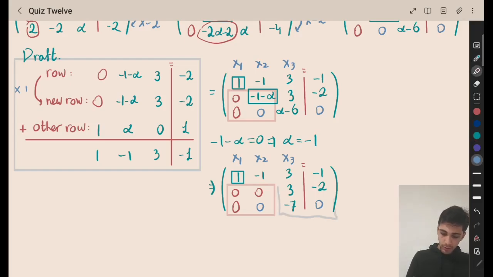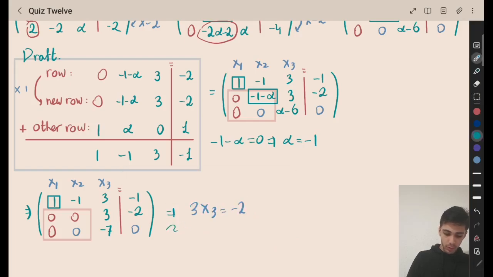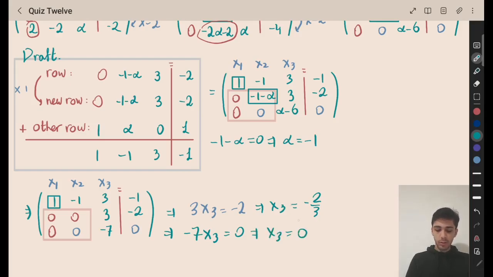Let us read off the last two equations. If we read them off, we will get 0x1 plus 0x2 plus 3x3 is equal to minus 2 on one hand. On the other hand, you will get that minus 7x3 is equal to 0. Contradiction, right? Because this implies that x3 should be equal to minus 2 over 3, and that implies that x3 should be equal to 0. And obviously, the last time I checked, minus 2 over 3 is actually not equal to 0.